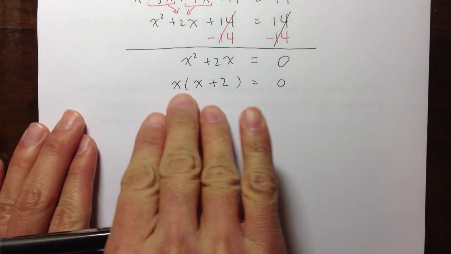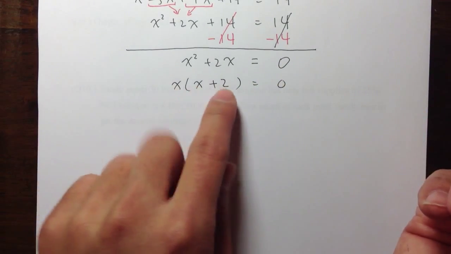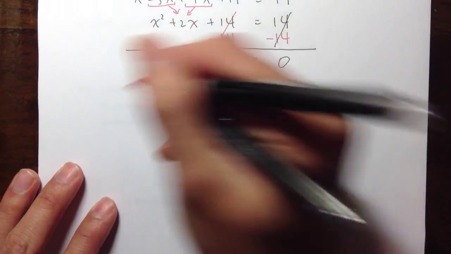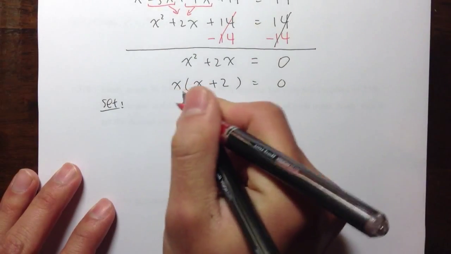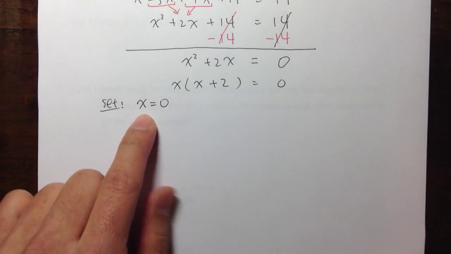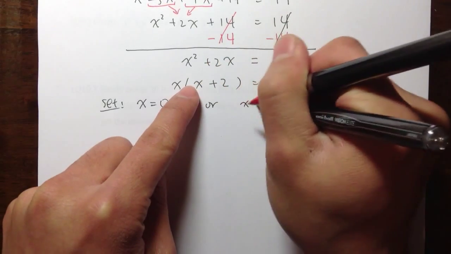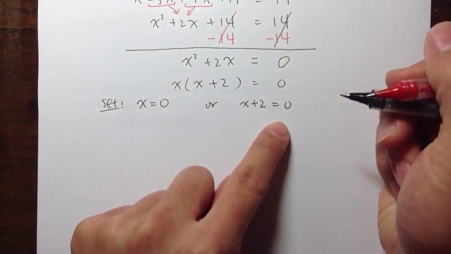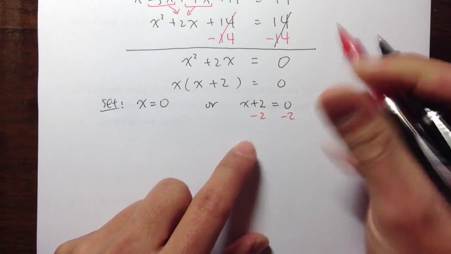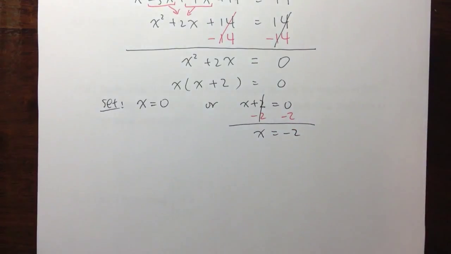Then, after we have this side being factored, we can just use the zero product property. We can set each factor, the first one equal to 0, the second one equal to 0. So I will set the first factor, which is just a boring x, equal to 0. And that's pretty much one of the possible answers. Or the second factor, which we have x plus 2, I want to set that equal to 0. To solve x plus 2 equals 0, I can just subtract 2 on both sides, and I get x equals negative 2.